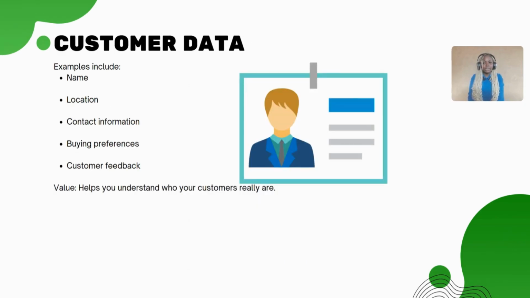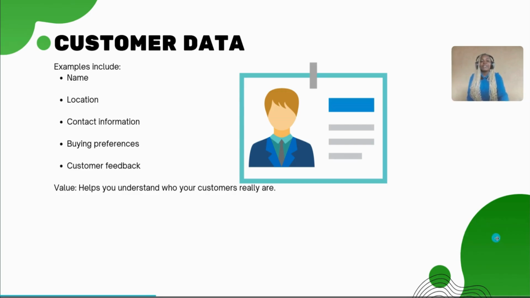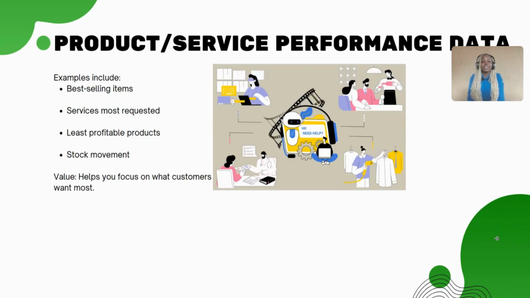Now we have the customer data. So the customer data contains your customer information. It helps you understand who your customers really are. So the examples of data would be the name of the customer, the location where they are, the contact information also, that is where you can reach them whether through social media or their private phone numbers or email, then buying preferences as well as customer feedback.